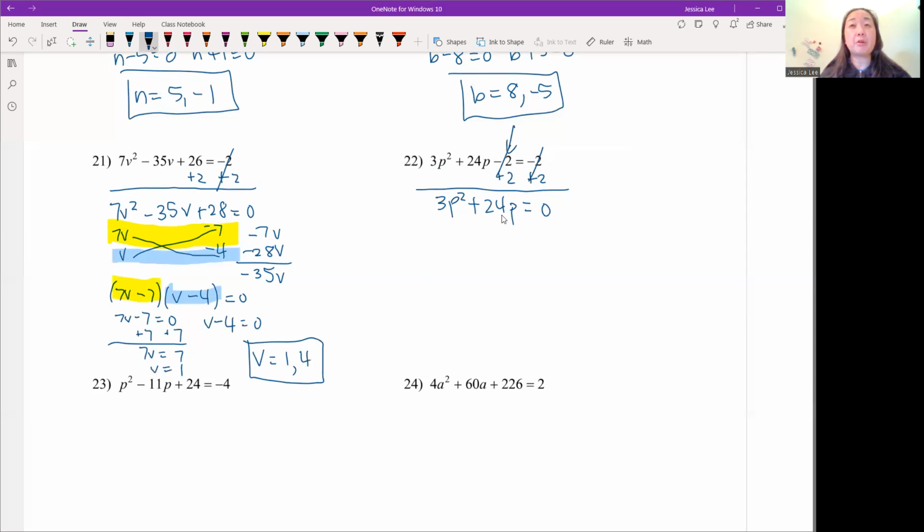So I know I can take out a 3 from both of them, as well as a p. So that's my GCF, my greatest common factor. So what I have left is just a p. How do I know that? Because 3p times p is 3p squared, right?